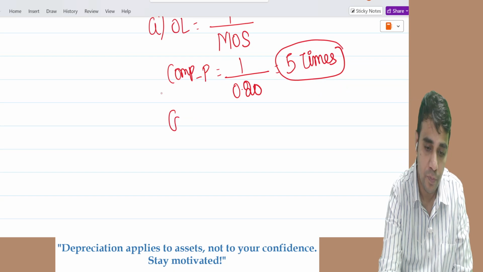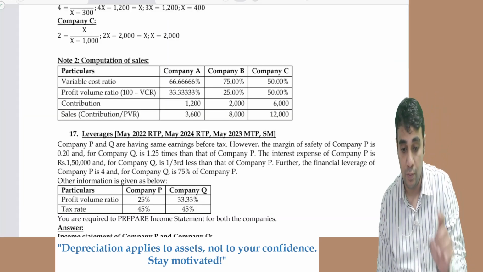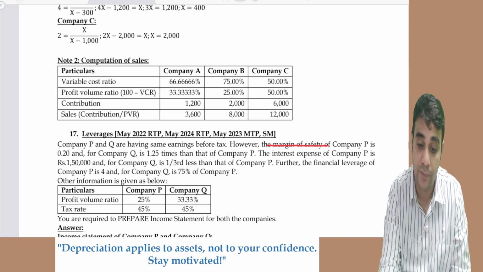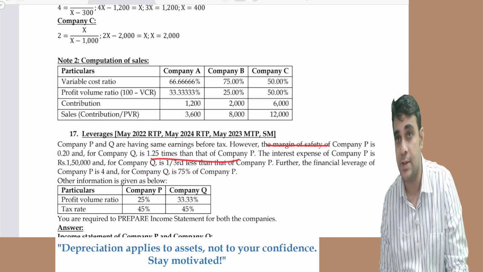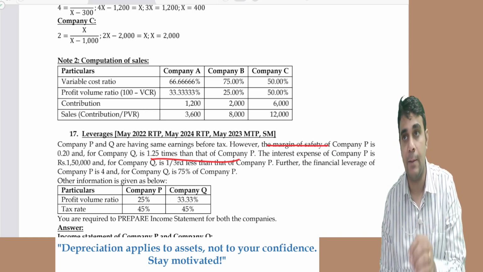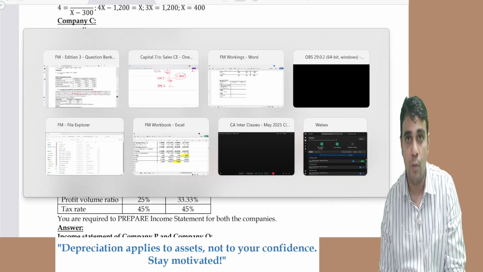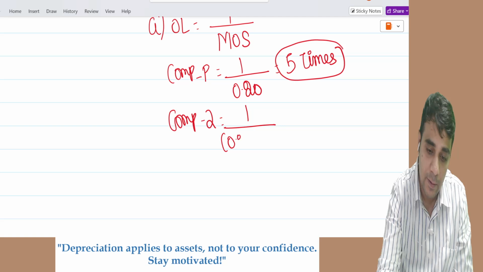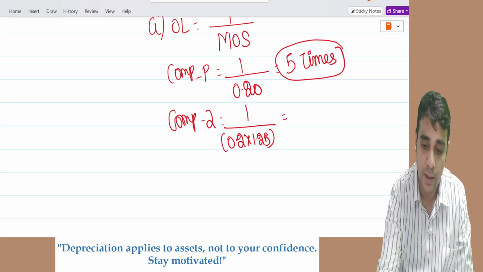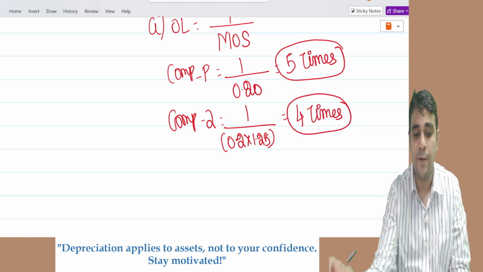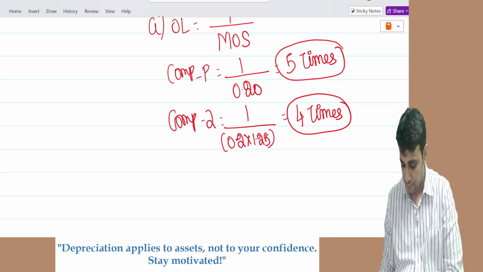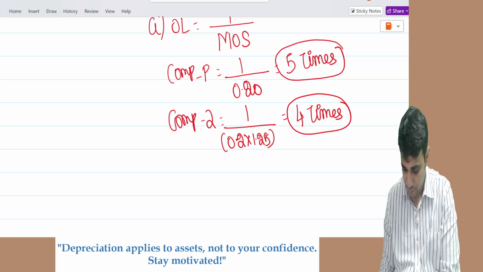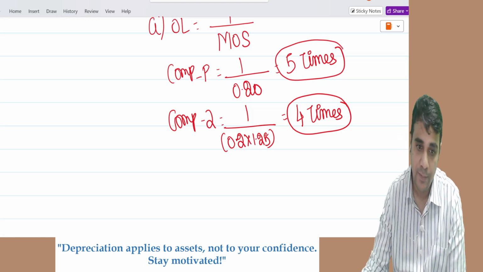Company Q. No, 1.25 times of what? Margin of safety is 1.25, not the OL. So the margin of safety of the second company is 0.20 into 1.25. So the denominator is into 1.25. Net you will get 5 times and 4 times.